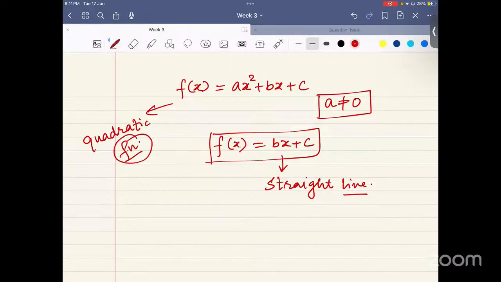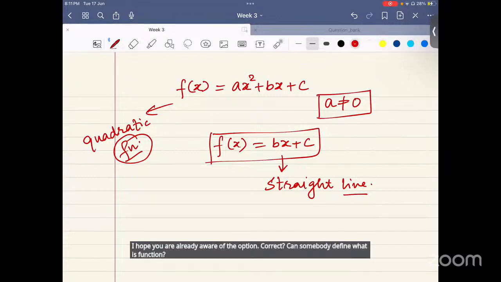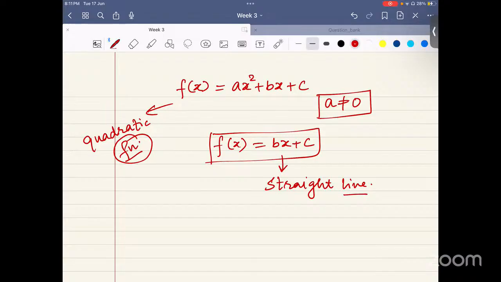Okay, I hope you are already aware of what a function is, correct? Can somebody define what a function is? Okay. So you are already aware of function, right? You would have read that a function is a relation between a set of two values, between inputs and outputs. For each input there should be exactly one output. The mapping should be unique, right? This is what you would have read, right?